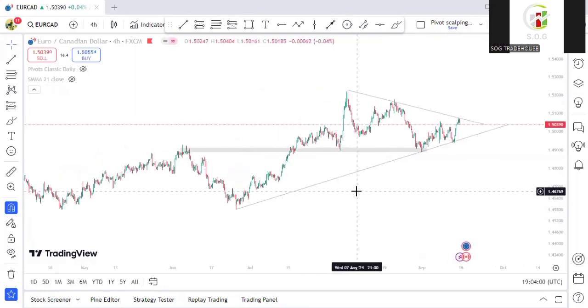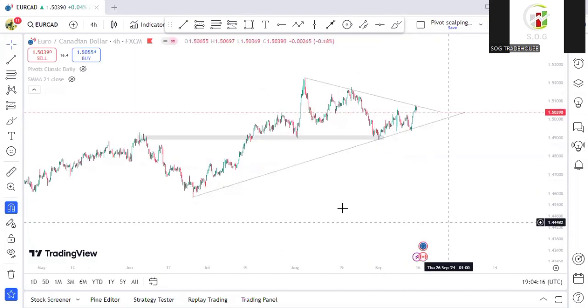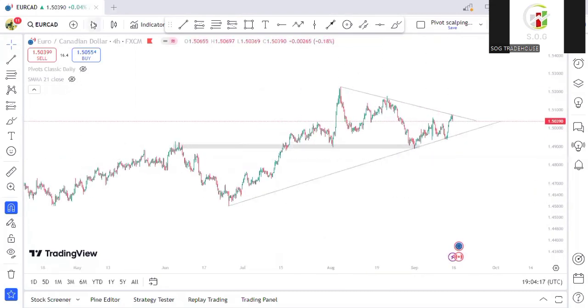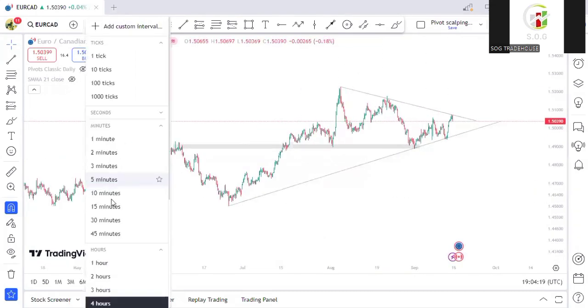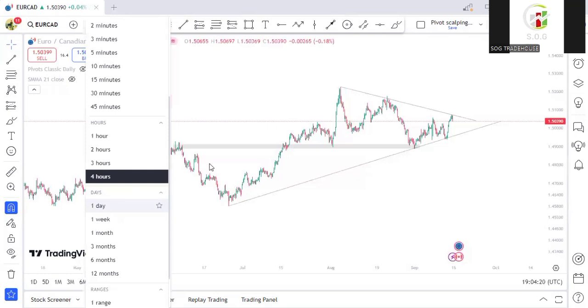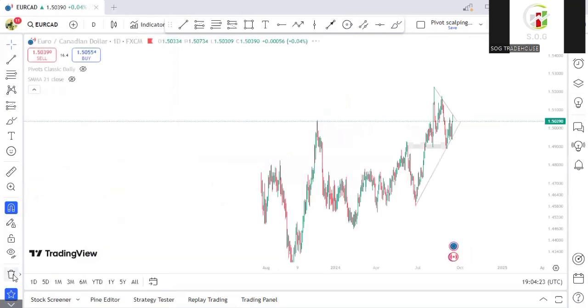So on my watch list, I have EURCAD, gold, US oil, GBPUSD, and EURUSD. I'll just make it quick and end the call. So I'll start the analysis with EURCAD.